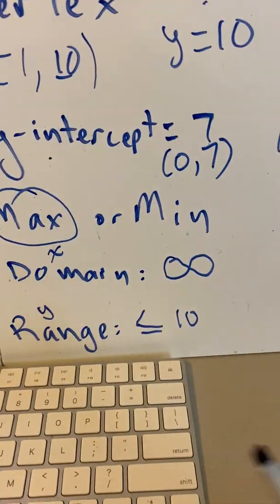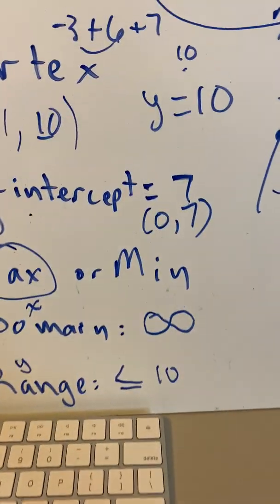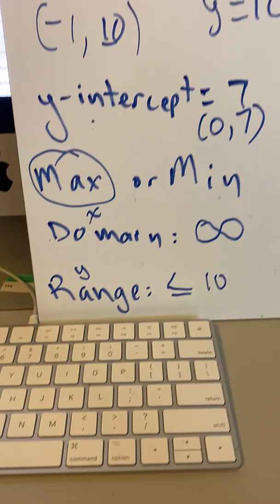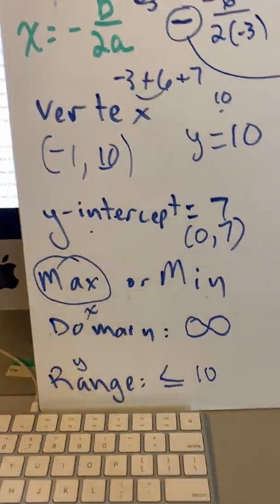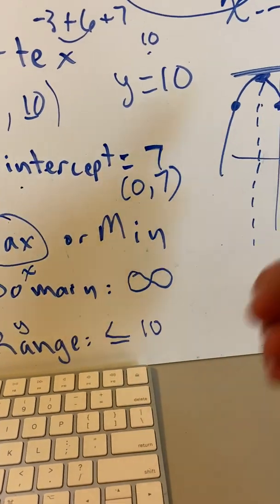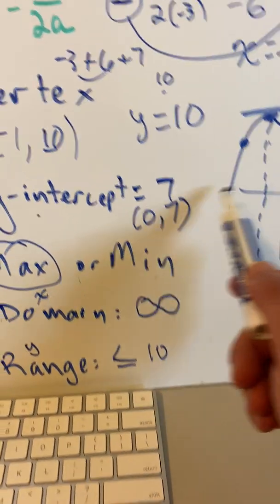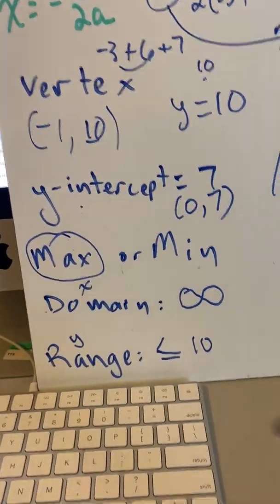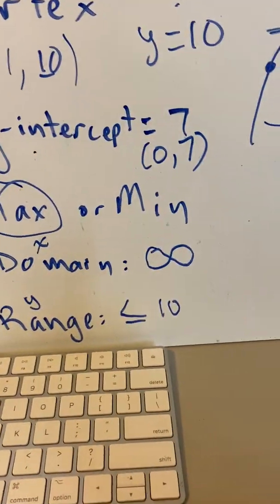I know what the domain is because the domain is pretty much going to be the same for all of these. It's anything I want to put in for x. The ones you have to do the work for are the axis of symmetry, the vertex, and the range. You can't do the range until you find out what the axis of symmetry is. You can find the y-intercept because it's given to you. You can find out if it's max or min because it's given to you. You know the domain because you just know it. So you can just do those quickly.